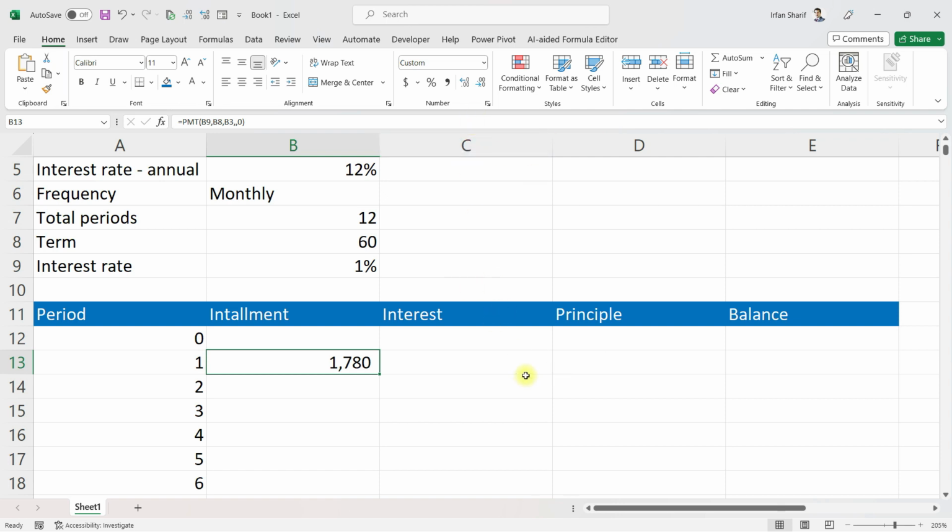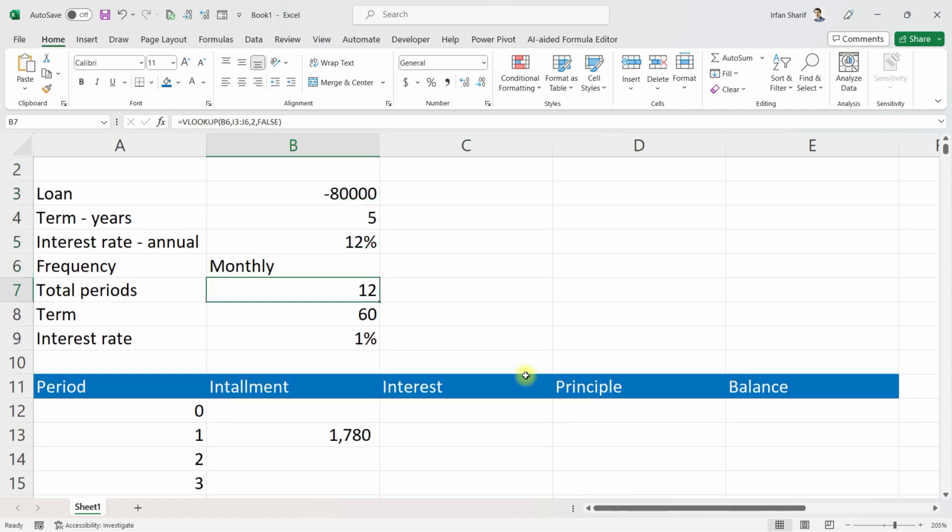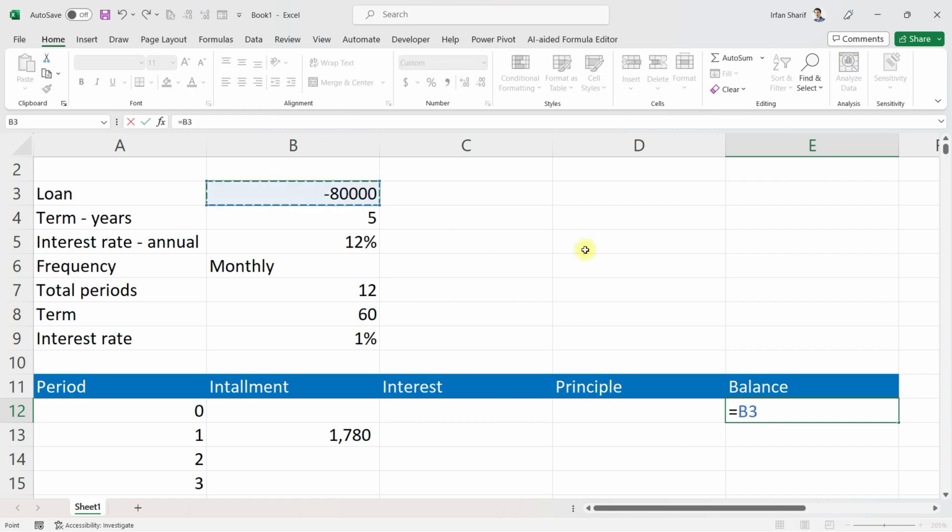So I would say that my quarterly installments, I'm sorry, not quarterly, the monthly installment is going to be 1780. Now what is going to be the balance after this installment? So let us talk about the beginning. At the beginning, our balance at period 0, when the term of the loan just started, was equal to this value here, which is 80,000.